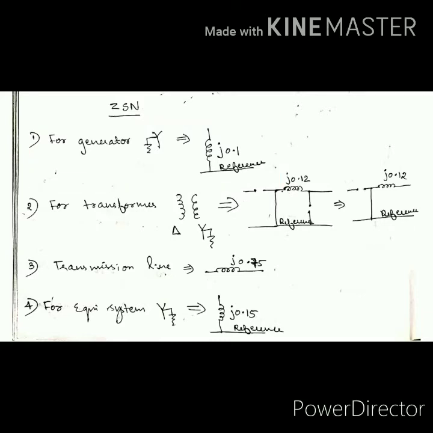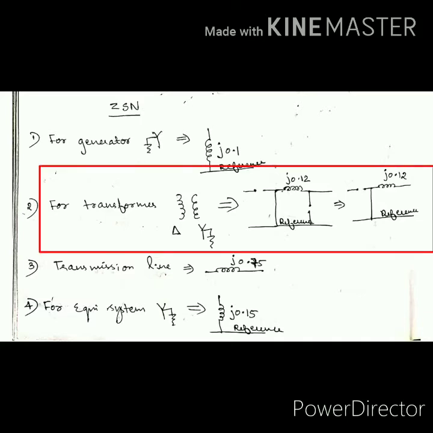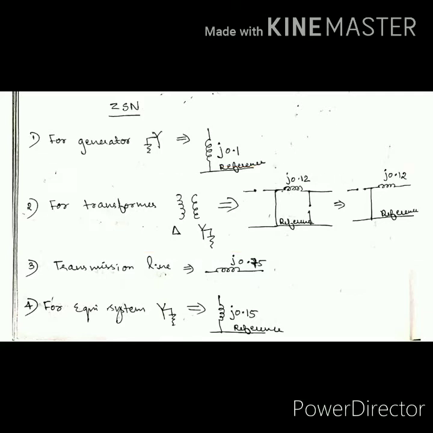Next thing, second, what you have for the transformer. Primary side is delta, secondary side is a star with neutral solidly grounded. So see the equivalent diagram. Since it is delta, the shunt switch of that side is closed and the series switch is open. Since it is star whose neutral is solidly grounded on the secondary side, the series switch is closed and the shunt switch of that side is open. So finally you can see you have a reactance J0.12 that is connected to the reference.